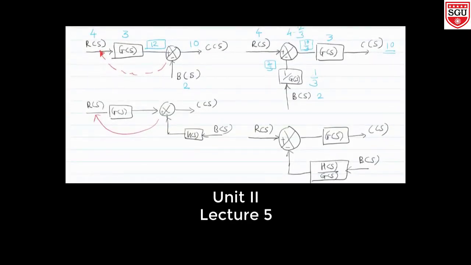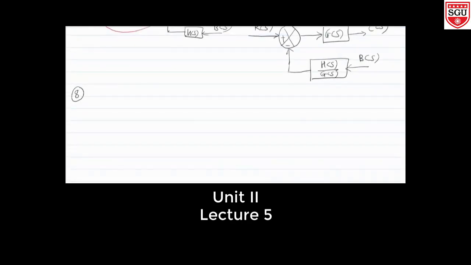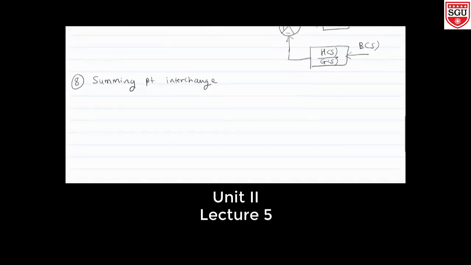If you have any doubt, let me know. Okay. We will move forward. Rule number 8 is interchanging the summing points. Summing point interchange. How are we interchanging the summing points?